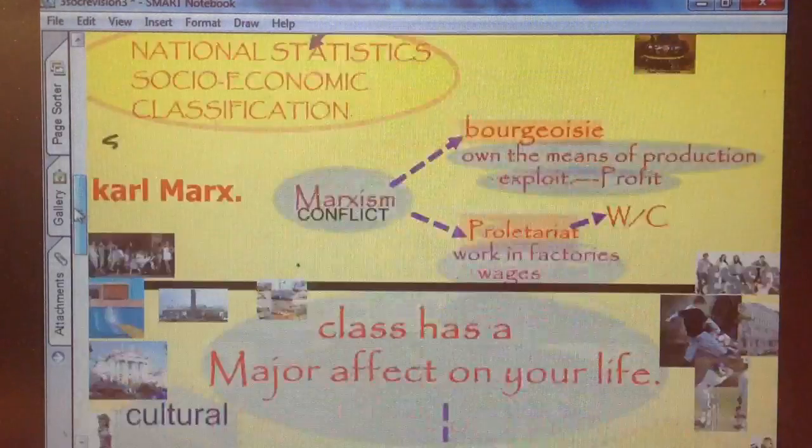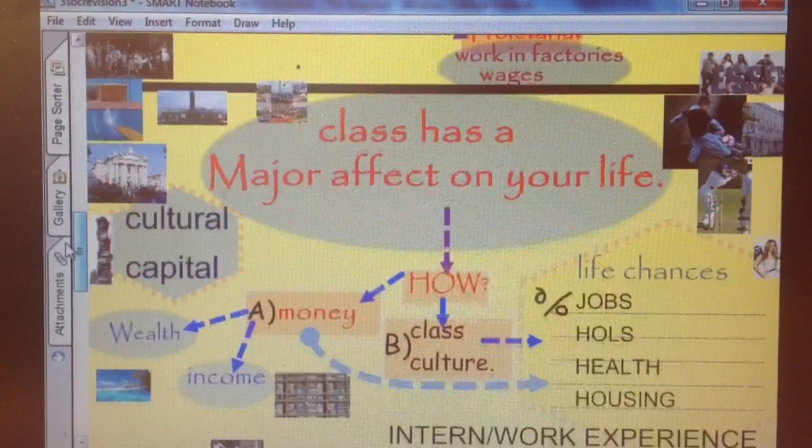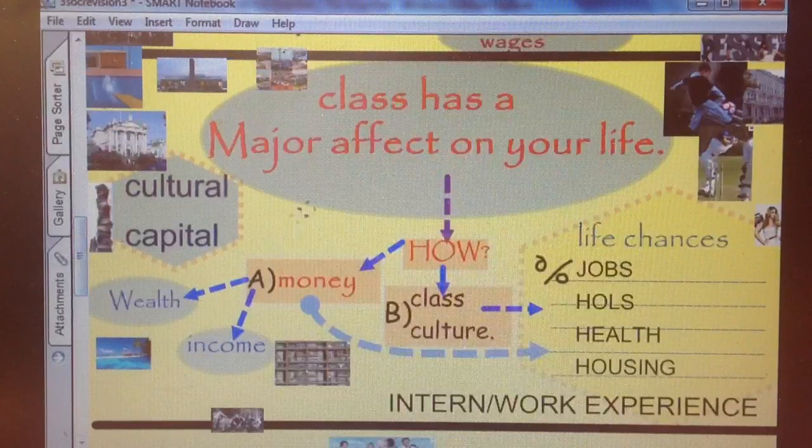Moving on. Now, I said a minute ago, we do all this because class has a major effect on your life. How? Well, two ways. A, money, both wealth and income. The higher up the class pyramid you are, the more money you have. The more wealth you possess, houses, shares, stuff, and the more income you have, the higher wage you are paid.